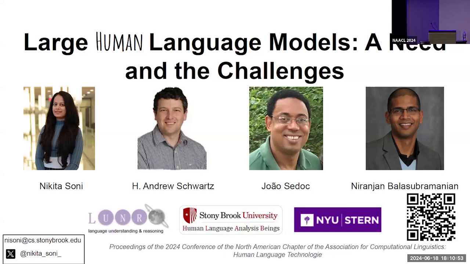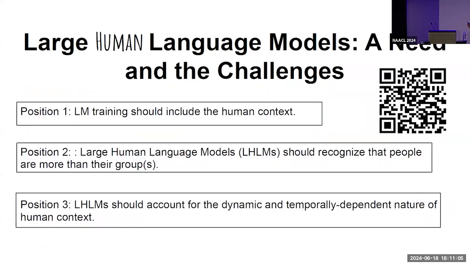So, I am Nikita Soni, and I will be presenting Large Human Language Models, a position paper envisioned together with my fantastic co-authors. We take three specific positions in this endeavor. The first being LM training should include the human context. Second being large human language models should recognize that people are more than their groups. And finally, LHLMs should account for the dynamic and temporally dependent nature of human context. Today, I will be discussing the need and the challenges pertaining to these positions.